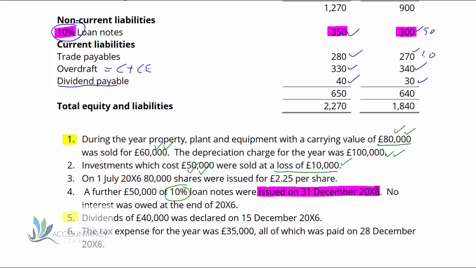So remember, under the accruals concept, we'd only accrue interest over time, which means that we only have the 10% interest based on the opening balance of the 300. So we just multiply that by 10%, and that means there's an interest expense of 30. The 50 loan notes issued on the last day of the year have no interest due yet because time hasn't passed for this new issue. So we need to show interest expense of 30.